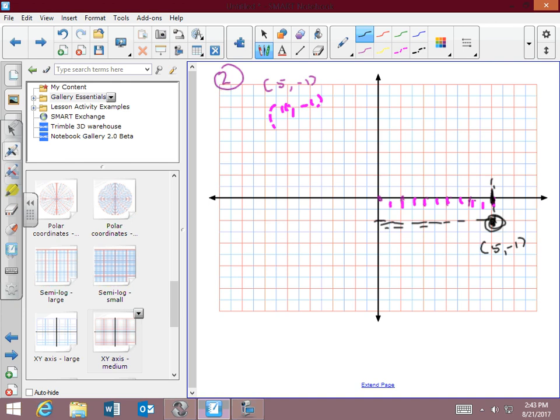(-3, -3). Now we can use those big red squares, can't we? So we would go -3. This 3 tells us to move what? Left. So I'd go 1, 2, 3. And this 3 tells me to move down. So I can just go down like that. And this point is right up here. That point is what? (-3, -3).